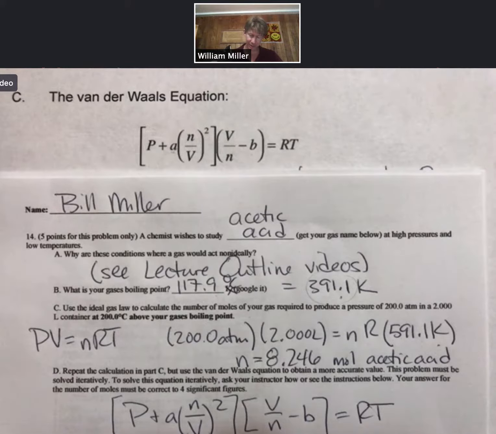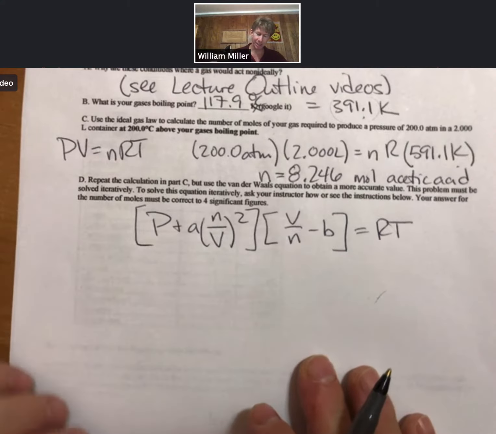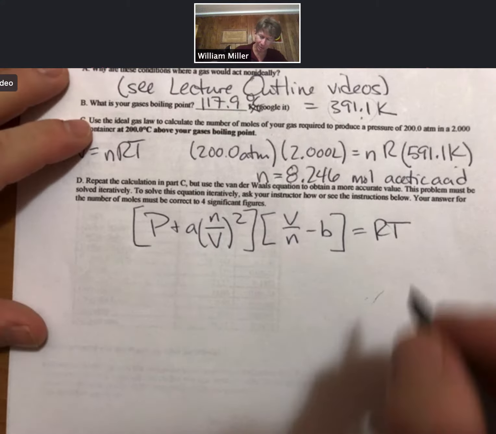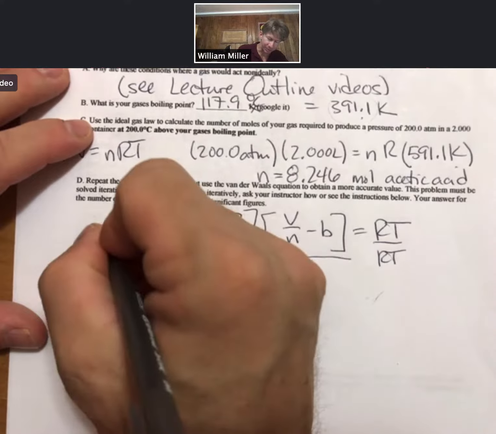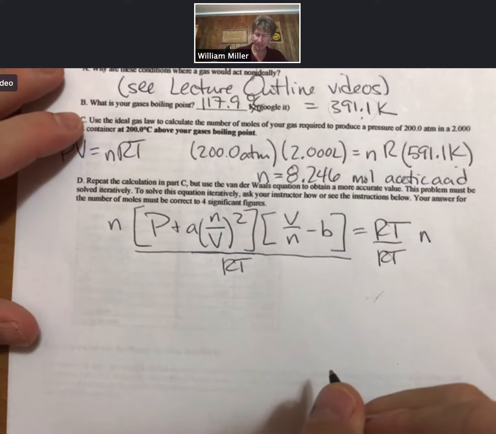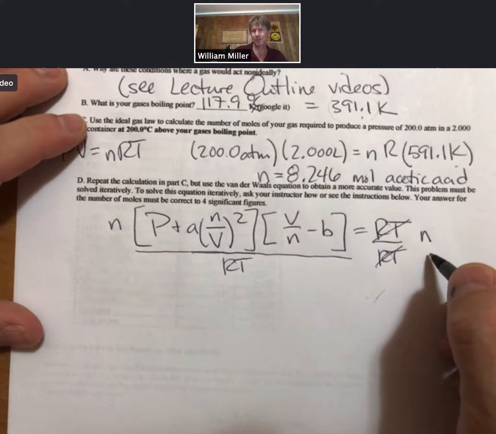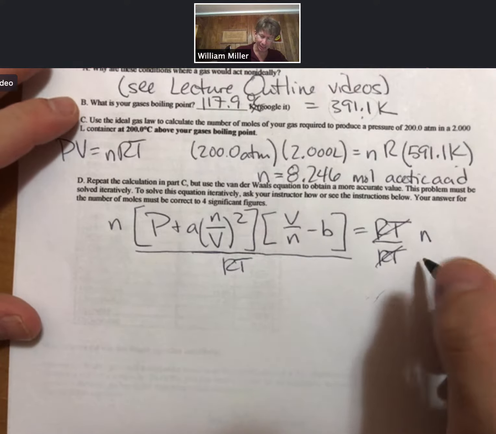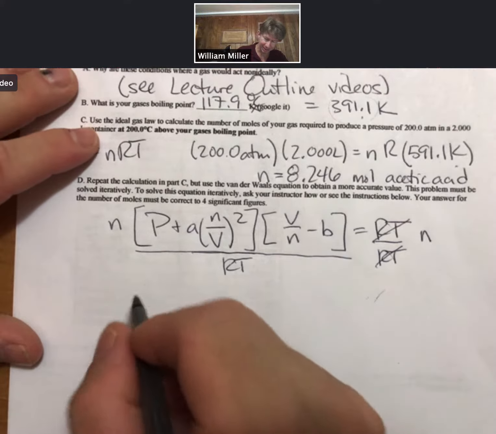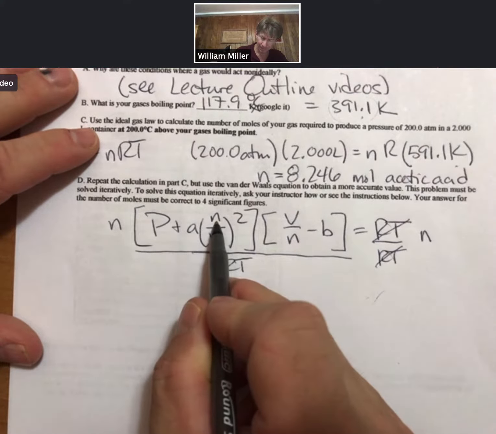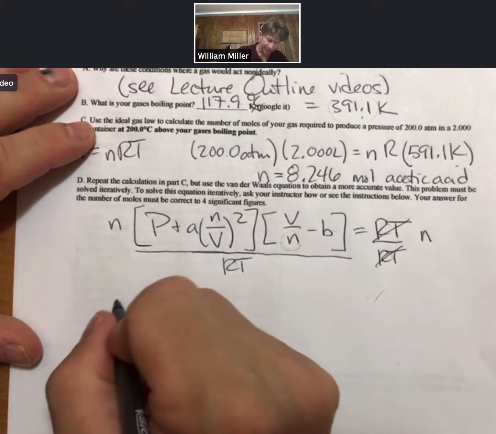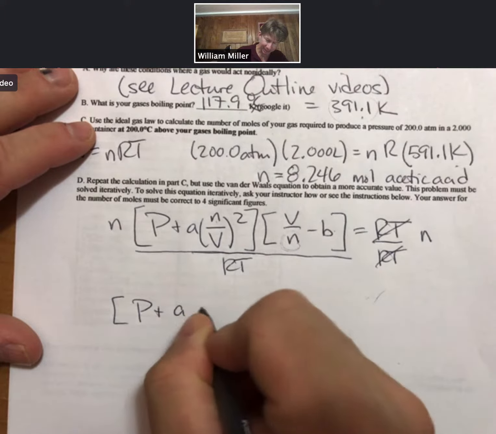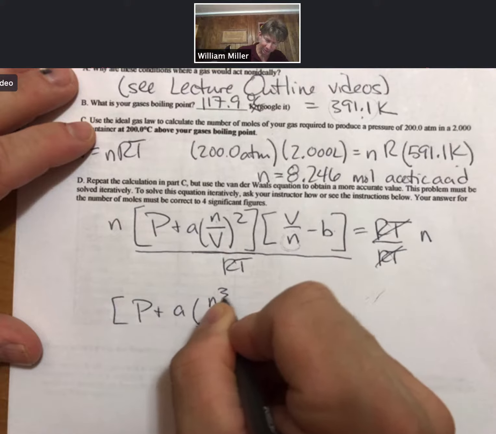And since I'm going to be interested in solving for the moles, I'm going to isolate moles by itself. So I'm going to divide through both sides by RT and multiply both sides by n. So now I have n by itself on the right hand side. So now I've got n cubed here, and I take this n away and I add an n there.